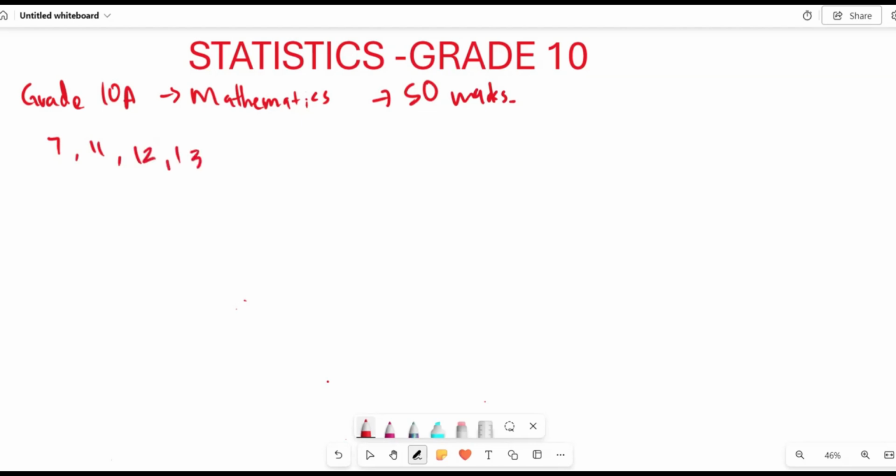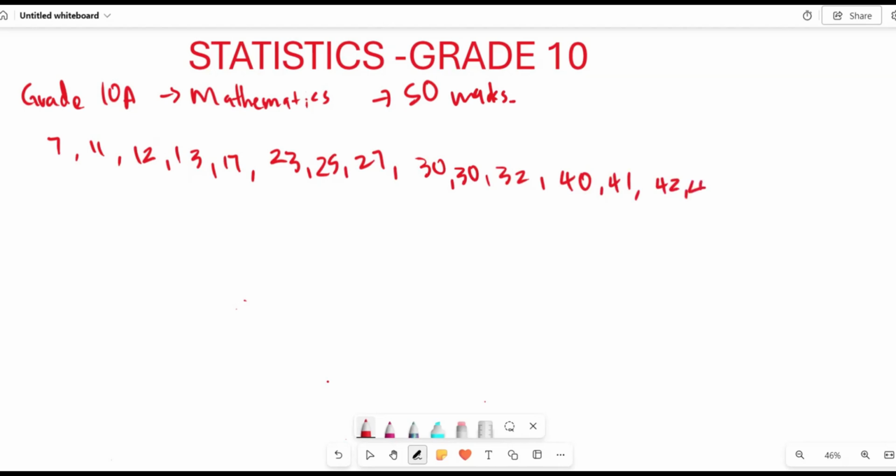You are having 13, 17, 23, 25, 27, 30, 30, 32, let's say 40, 41, 42, and let's say also 45. So this is the data of the learners who took a test.